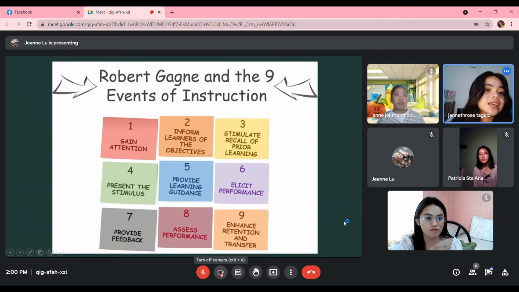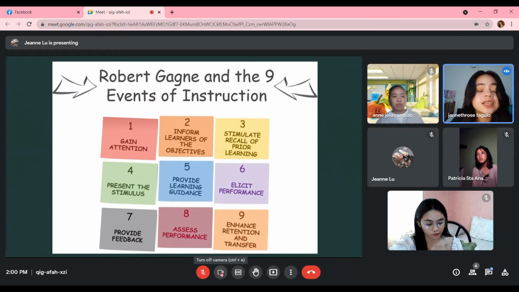So that is the 9 events of instruction. Number one is gain attention. Number two, inform learners of the objectives. Three, stimulate recall or prior learning. Four, present the stimulus. Five, provide learning guidance. Six, elicit performance. Seven, provide feedback. Eight, assess performance. Nine, enhance retention and transfer.